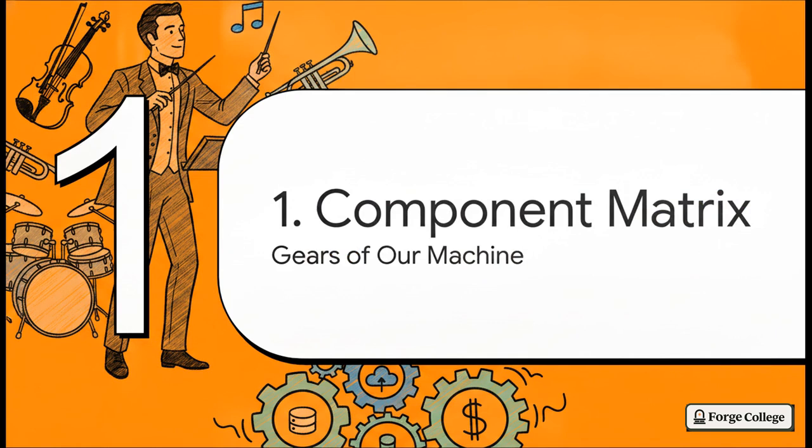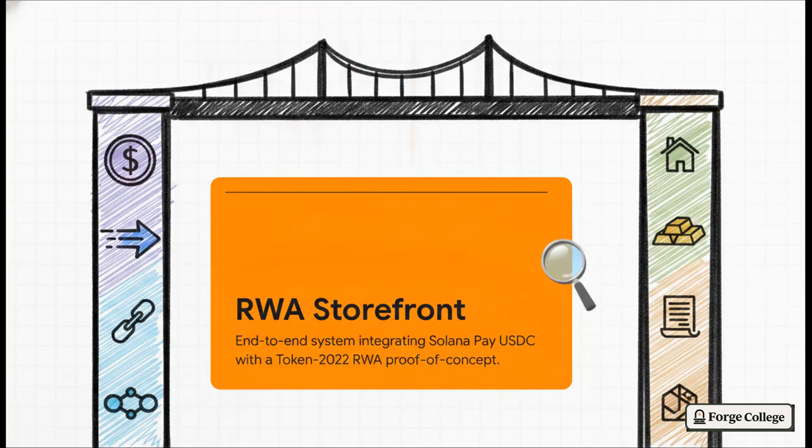Let's quickly meet the cast of characters that'll actually bring the storefront to life. So what exactly are we building here? An RWA storefront architecture is an end-to-end system that perfectly unites Solana Pay USDC payments with a Token-2022 real-world asset, or RWA, proof of concept. Think of it like a bridge. On one side, you've got lightning-fast digital payments using USDC. On the other side, you have physical real-world assets living as tokens on the blockchain. Bringing these two worlds together is basically the holy grail of modern Web3 commerce. We're taking the tangible things people want and combining them with the speed and global reach of decentralized finance.